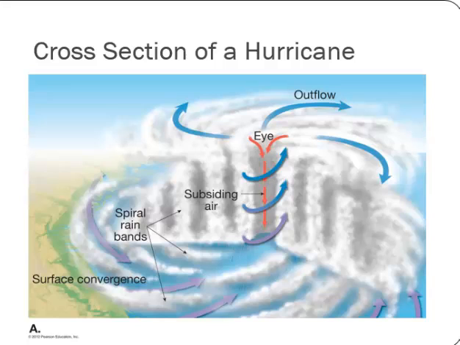You can see over here a cross-section of what a hurricane looks like in the middle. You have the eye of the storm in the middle, and all of the rain bands are circling around the hurricane. And we saw the other diagrams, which I think illustrated maybe even better than this one.